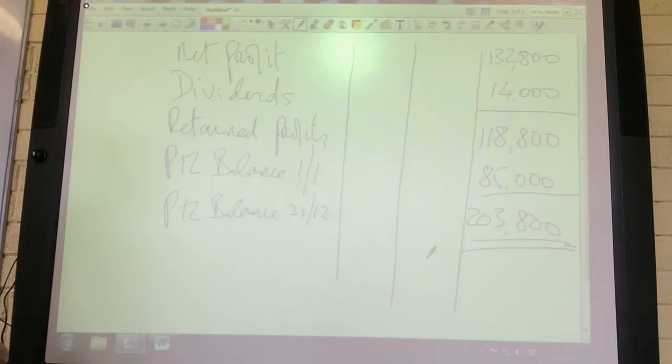This is an overview of the trading and profit and loss account. We'll come back later and do those figures in greater detail. We'll go on now to have a look at the balance sheet.